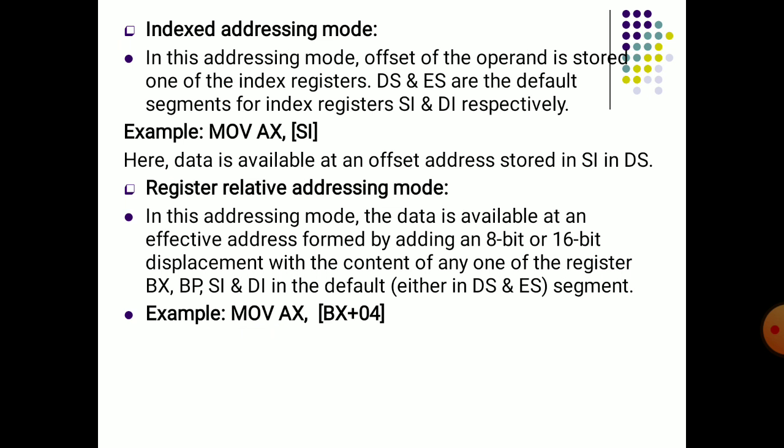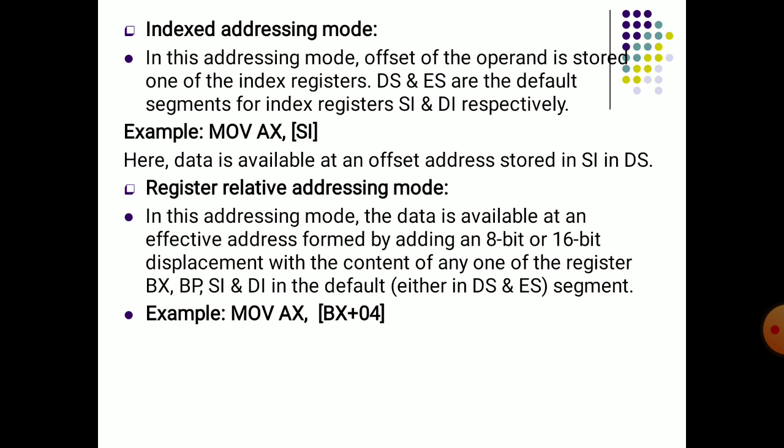Now come to the next addressing mode, register relative addressing mode. Here you use any base register, that is BX, plus relative, which I told is the displacement in the form of direct immediate data, either 8-bit or 16-bit. Here I have used 8-bit: MOV AX, [BX + 04]. All the addressing modes are explained with a single example, the MOV instruction.